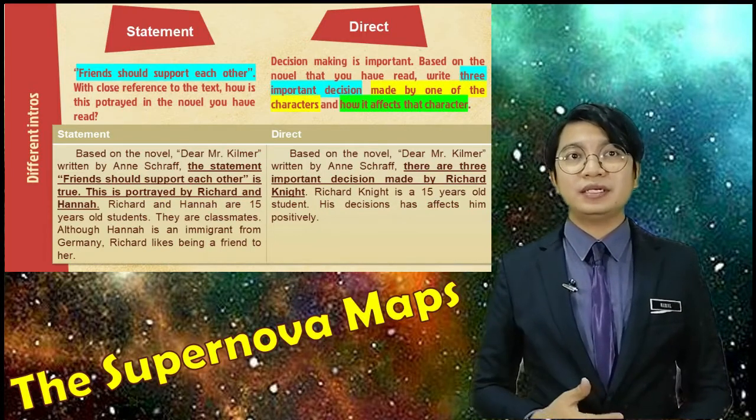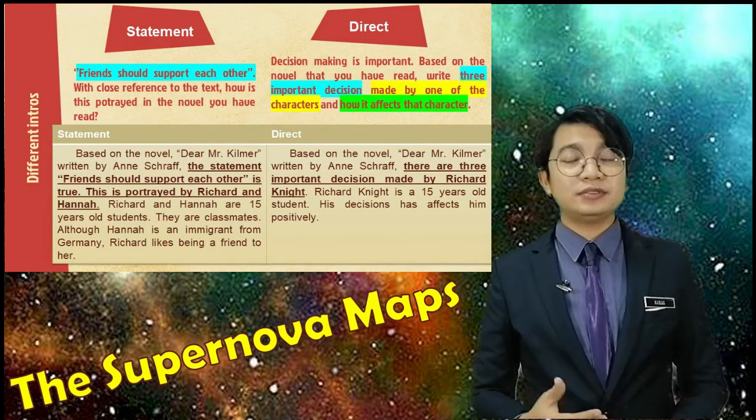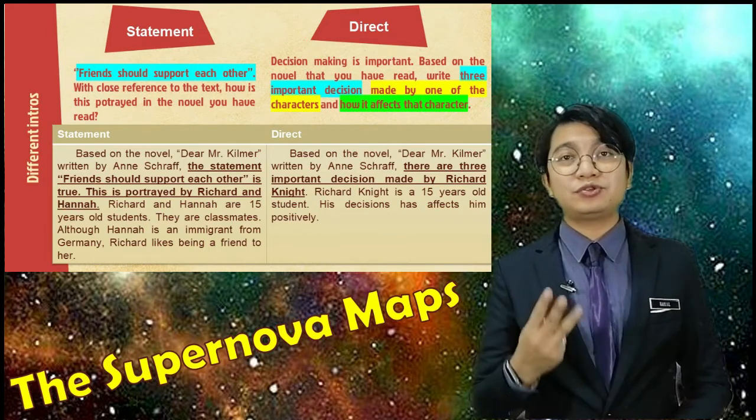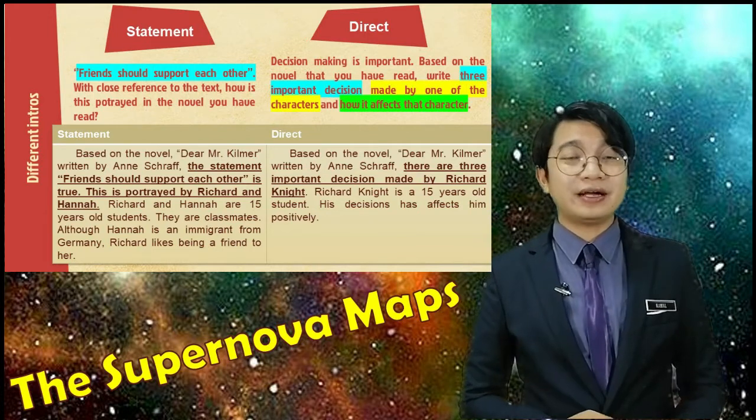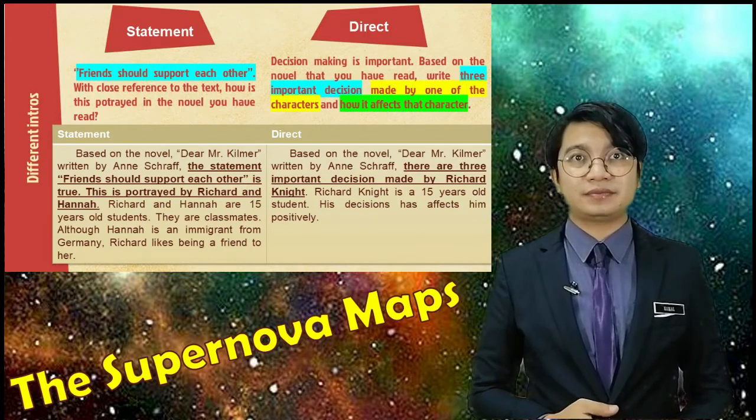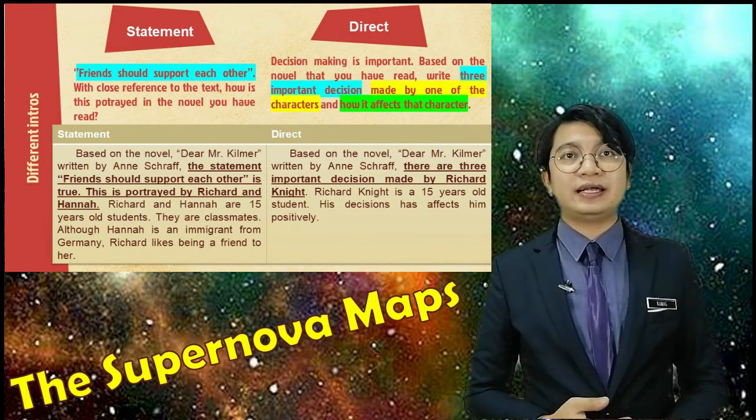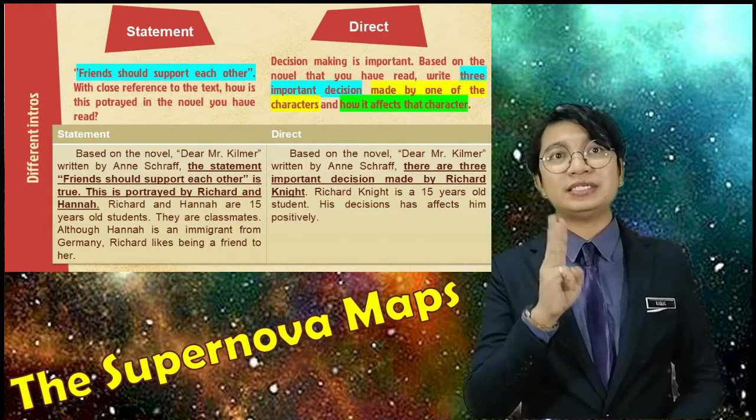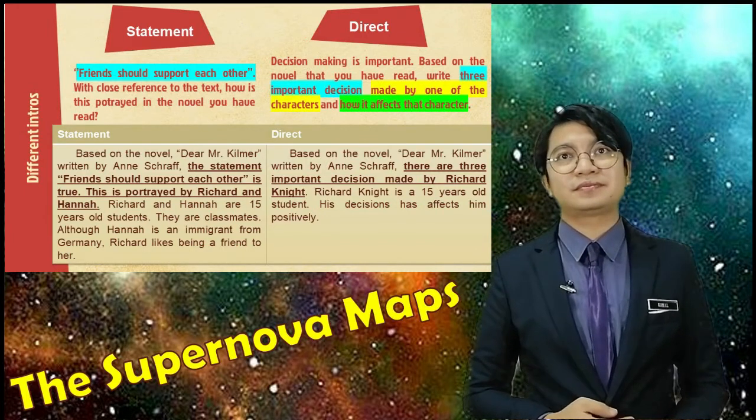For example, in the question, decision making is important. Based on the novel that you have read, write 3 important decisions made by one character and how it affects the character. What you can do is, you can tell who is the character that makes the 3 important decisions. Look at the sample given.